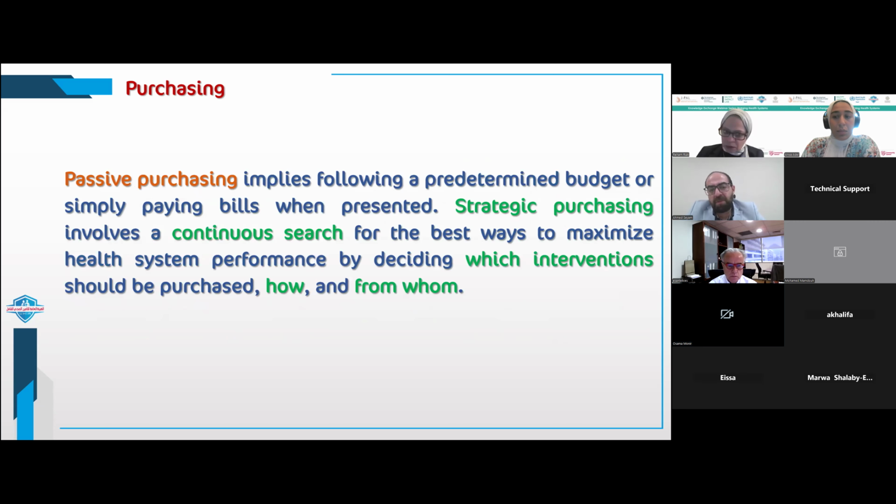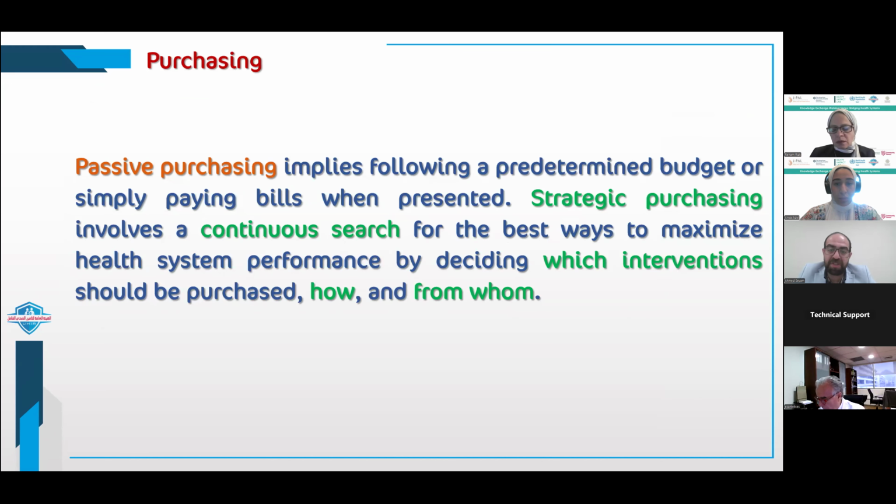For purchasing, there are two main types. Of course, passive purchasing, which was the norm in the previous era, which basically implies just following a predetermined budget or having a payer that simply pays bills when presented, without any review or look into the medical necessity, appropriateness, etc. While in strategic purchasing, we continuously search for the best ways to maximize health system performance, using our main strategic purchasing tools, which are the key decisions taken by the payer: which interventions should be purchased, how should these interventions be purchased, and from whom are we purchasing these interventions.